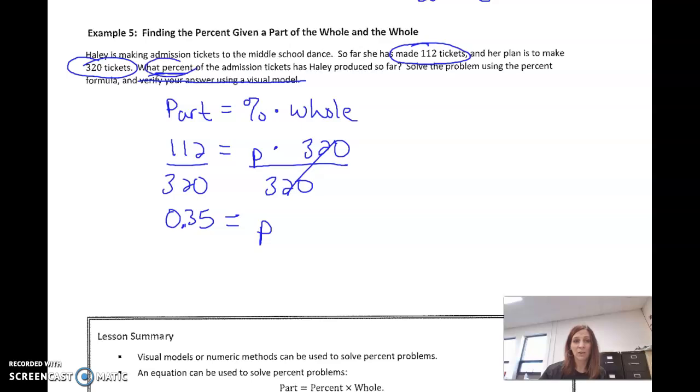Now, one piece of advice, when you get to this point, don't stop. Remember, we're looking for the percent. The percent isn't 0.35, but if we move it 2 places to the right and add the percent sign, then we can know that she's made 35% of the tickets.